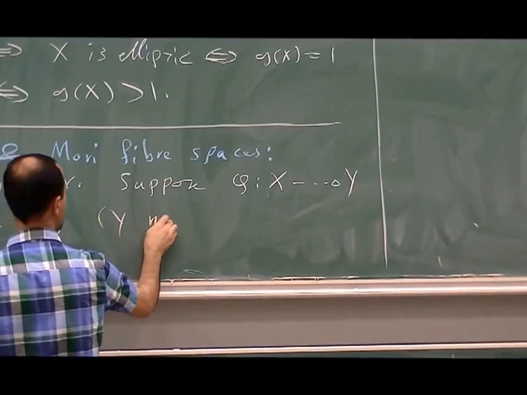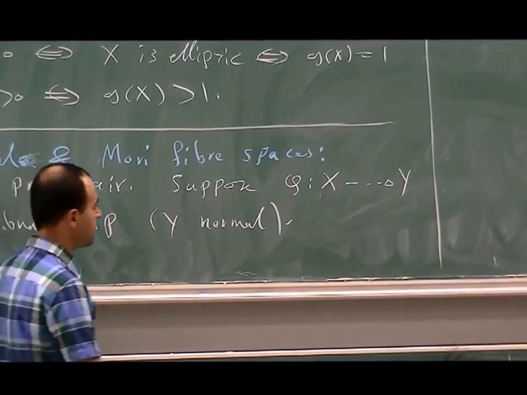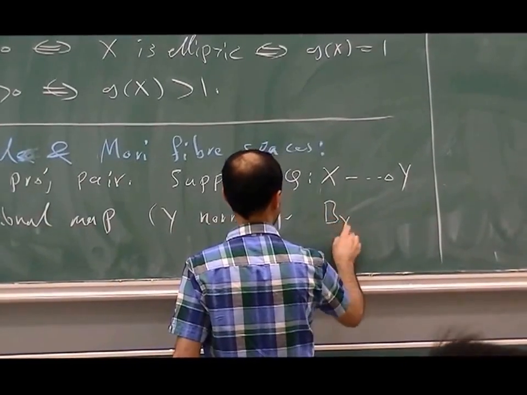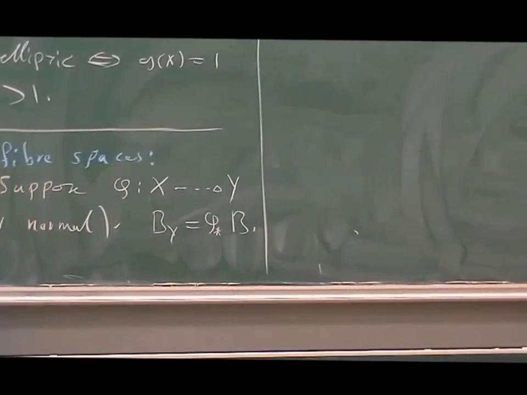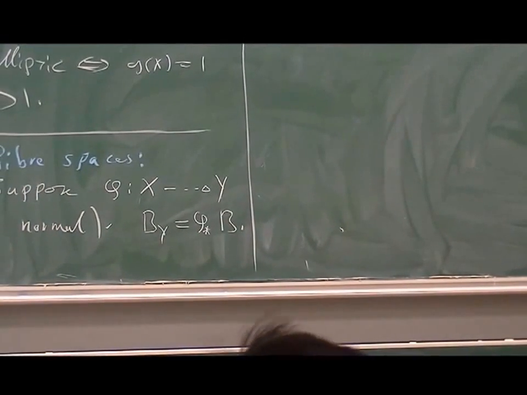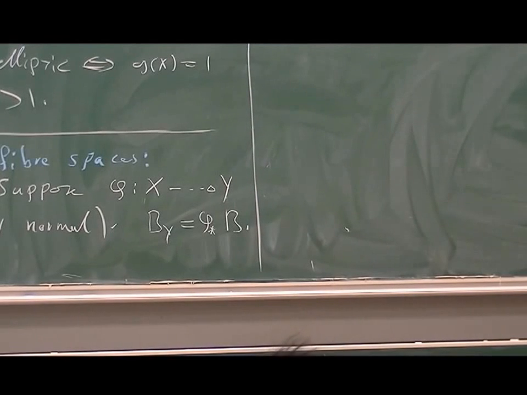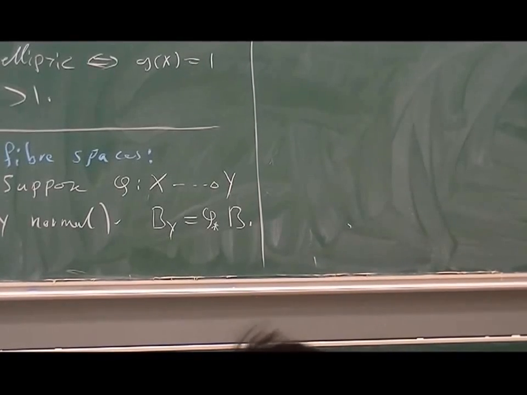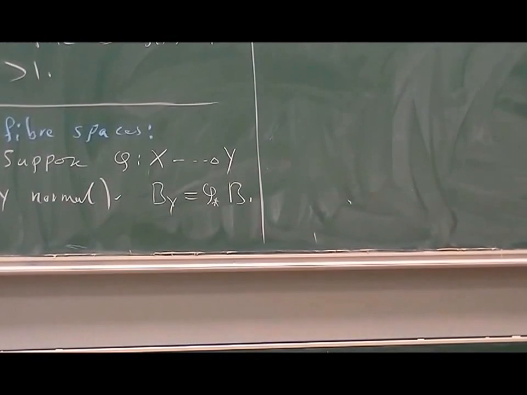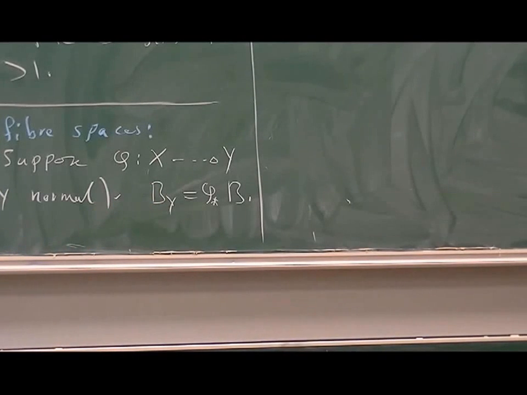So again, Y here is a normal variety. And I could also define a divisor on Y. I just push down my divisor on X. So in many cases, this phi is actually a morphism, just like holomorphic. So you can actually just push down your divisor. Then I get essentially, I assume that I have a pair here.